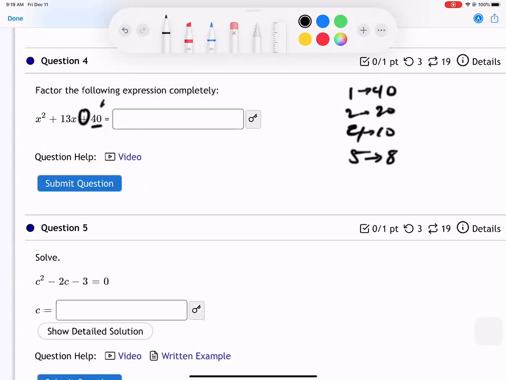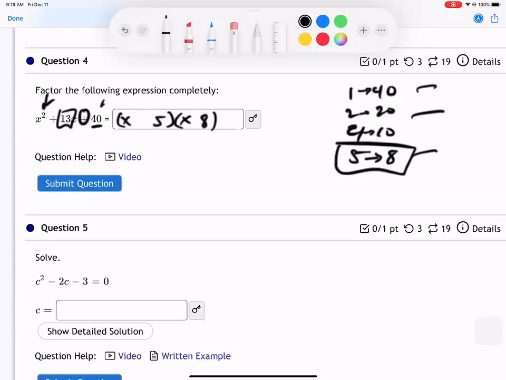Does 1 and 40? And hopefully you've done this enough that you've built a mechanism in your brain that's always checking which factors work. So 5 plus 8 is 13. Wow, we found the pair that works. So we're going to have x times x, that's how we get x squared in the front. What numbers do we use to get 40 in the back? We had 4 different options here, but we know our winner is 5 and 8.